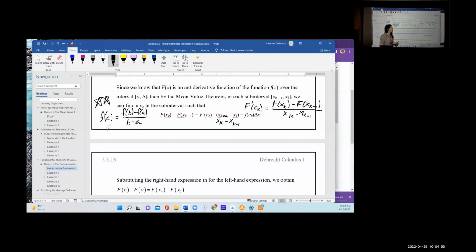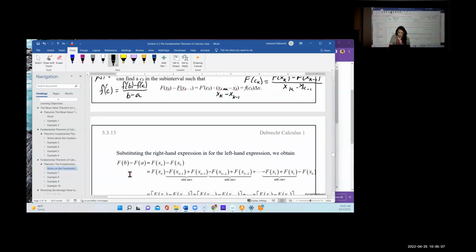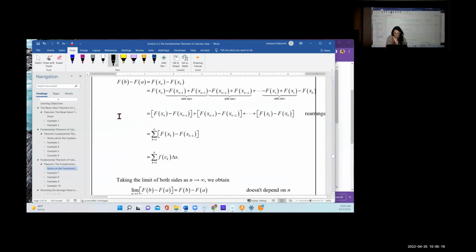So f of c sub k is equal to delta x. Delta x is the length of every partition, which is x sub k minus x sub k minus 1. That gives us delta x. Now we're going to substitute the right-hand side that we originally started with, f of b minus f of a, and we worked through what was on the other side. We're going to substitute that out for what we see above.